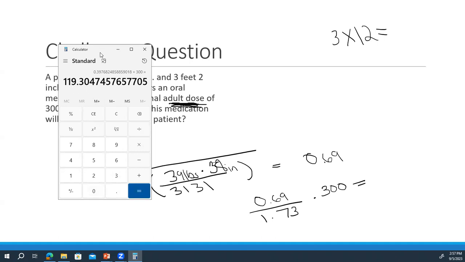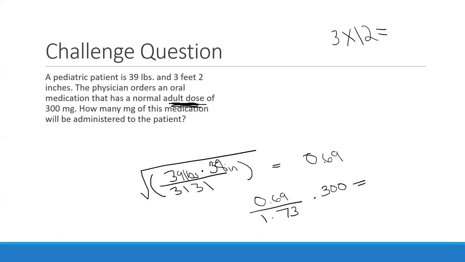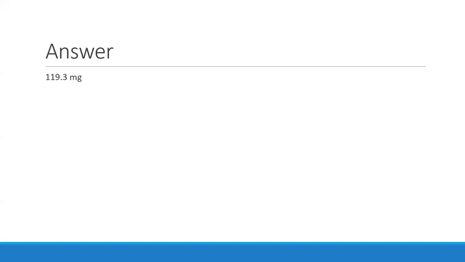Milligrams. So we're going to give our child 119.3 milligrams unless we are rounding to the whole number. So that's going to be 119.3. All right. And that is our answer.